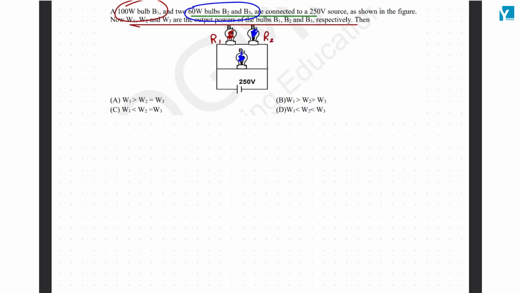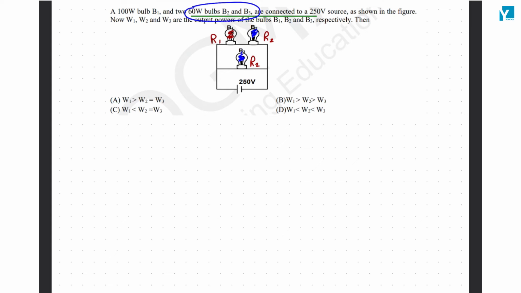This is some resistor R1, this is some resistance R2, and this is some resistance R2 again. What we'll have to see is that R1 does not get the full 250 volts that it is rated on. So when we say it is a 100 watt bulb, we believe that it is a 100 watt bulb in a 250 volt scenario, but we don't get a whole 250 volt of voltage difference on this resistance. So we'll have to solve it in a slightly different fashion.